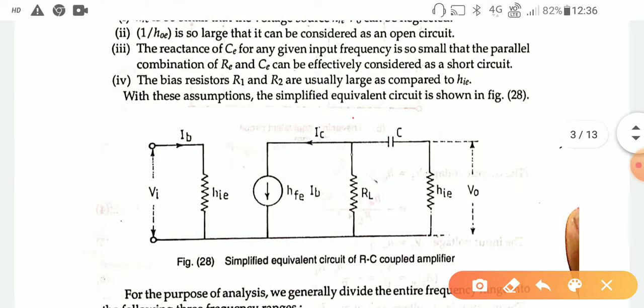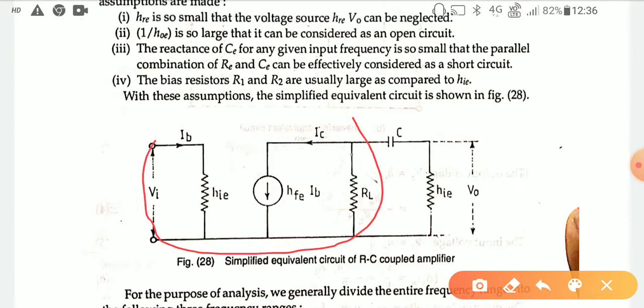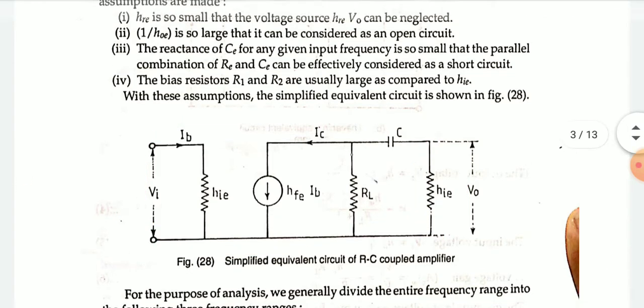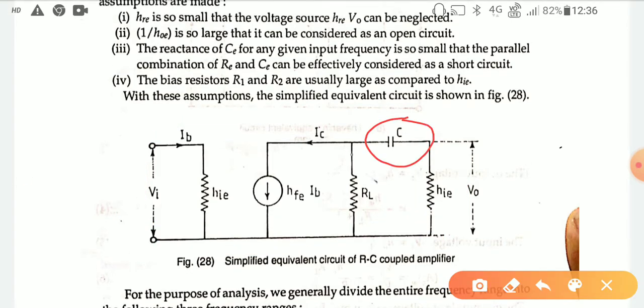So for the first stage, this is the section, and here the capacitor is the coupling one, and this side is another one. This will be repeated there. That means h_i will again be in this position as in the first stage. Then the induced current source will be in this position. So this is repeated here. So we just concentrate on this position, by which our analysis can proceed.